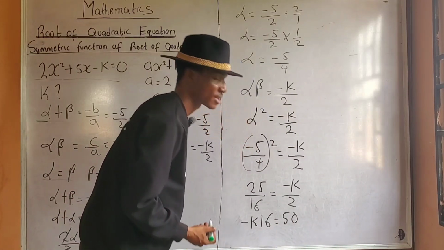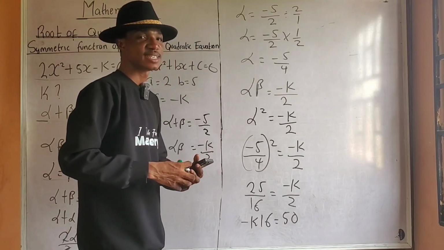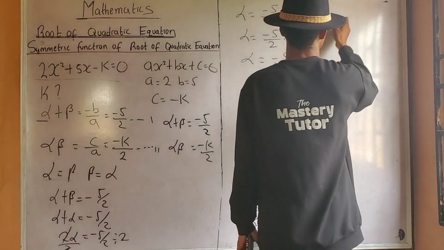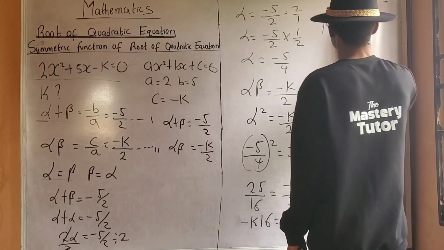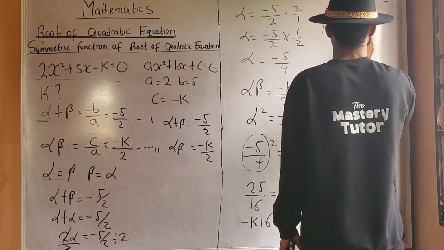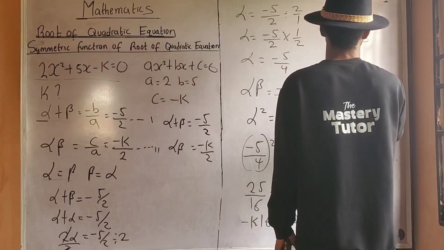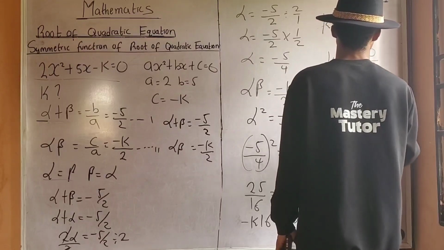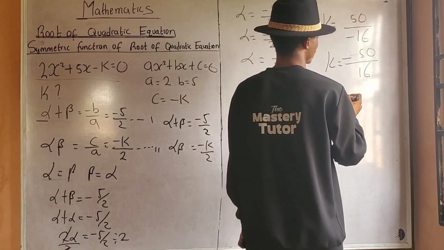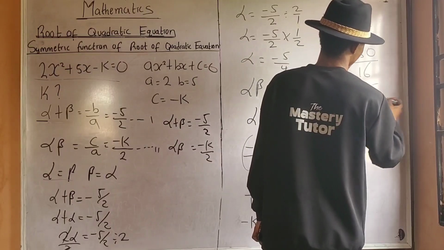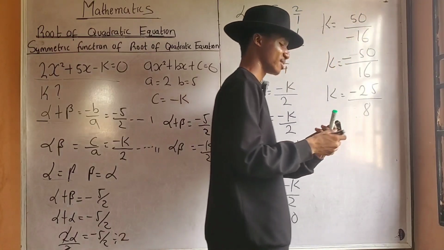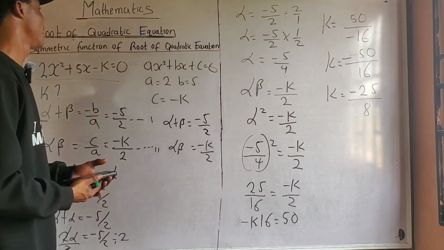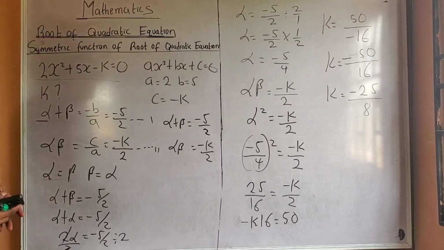To get the value of k, I have to divide it by what? Negative 16, right? So I'm going to have k is equal to 50 all over negative 16. K is equal to minus 50 all over 16. It can be reduced. So I'm going to have k equals negative 25 all over 8, which is the final answer. Do you understand? So that is the value of k. You can see how we approach the question.